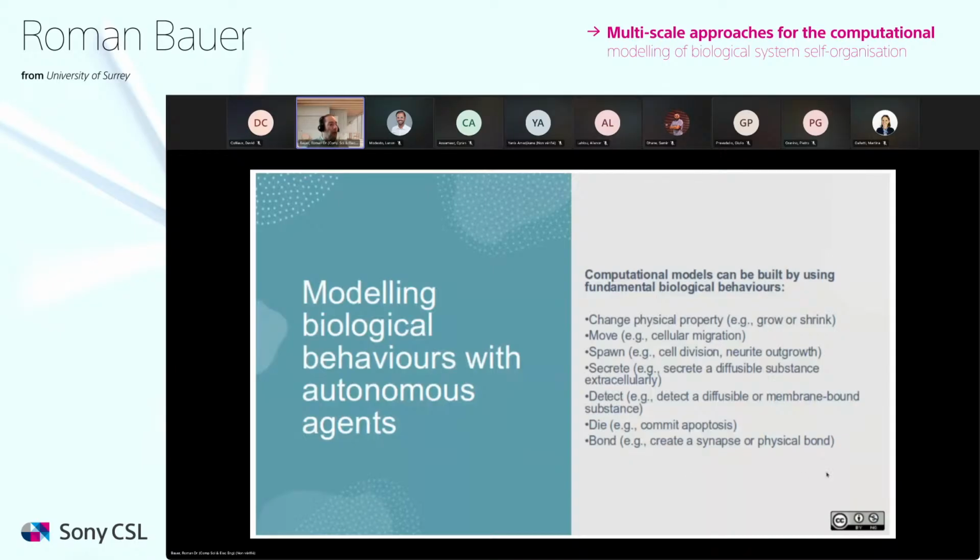And as I said, until now, those 7 fundamental behaviors have been sufficient for us to model any biological system that we have looked at. And we have looked at a wide range of different biological systems, as you will see. I will give some examples of biological systems that we have modeled with agent-based modeling.